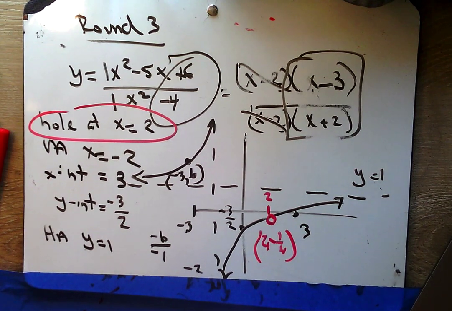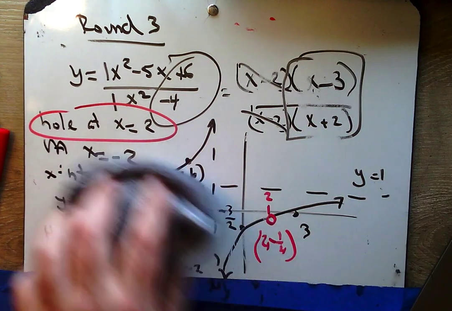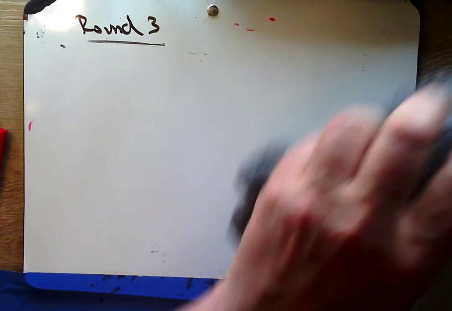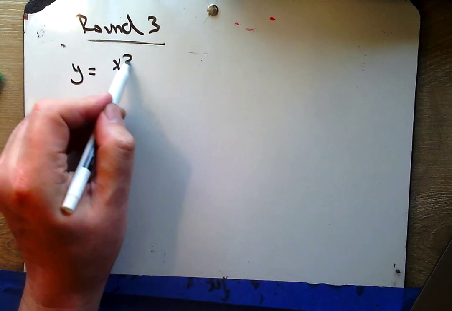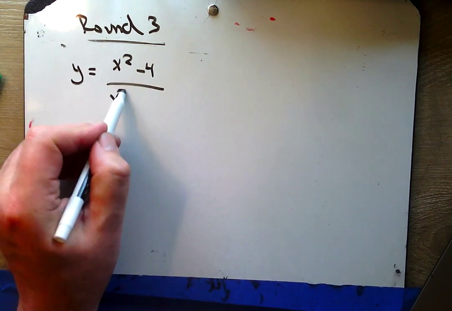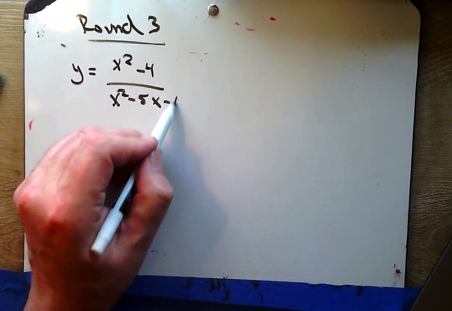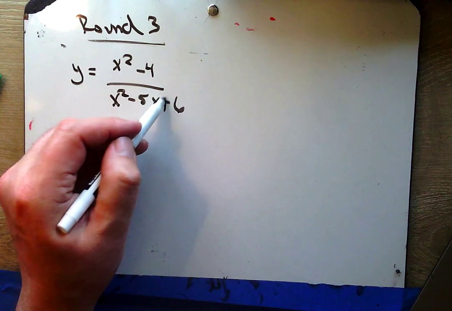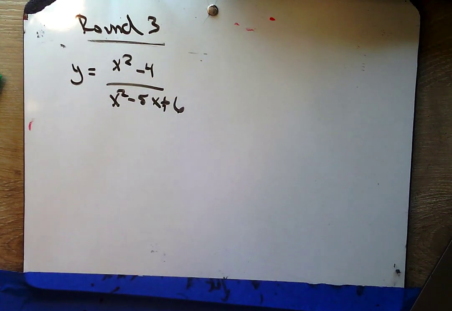I kind of feel like I did that. How about you do this one? Let's break out room number 11. And breakout room number 11 says we're graphing x squared minus 4 over x squared minus 5x plus 6. Okay, give that one a try now.